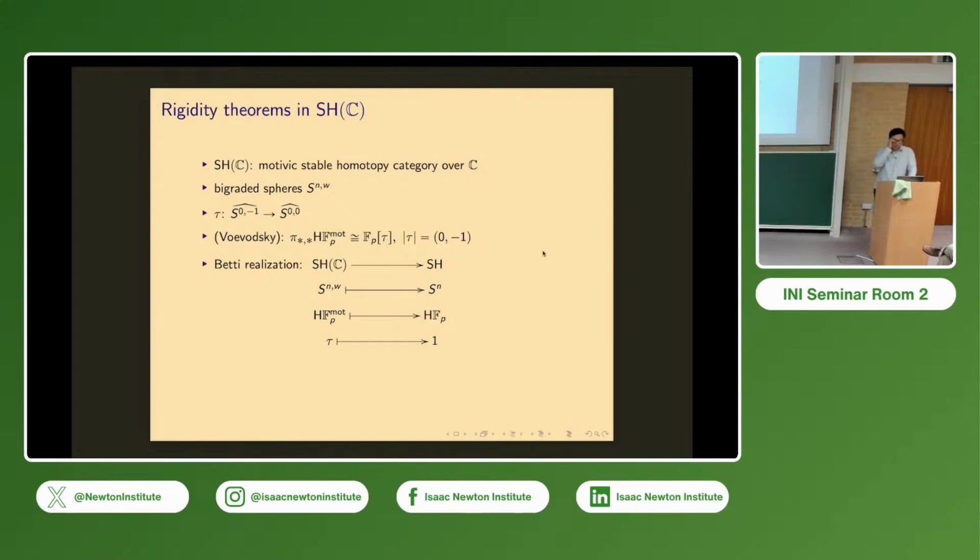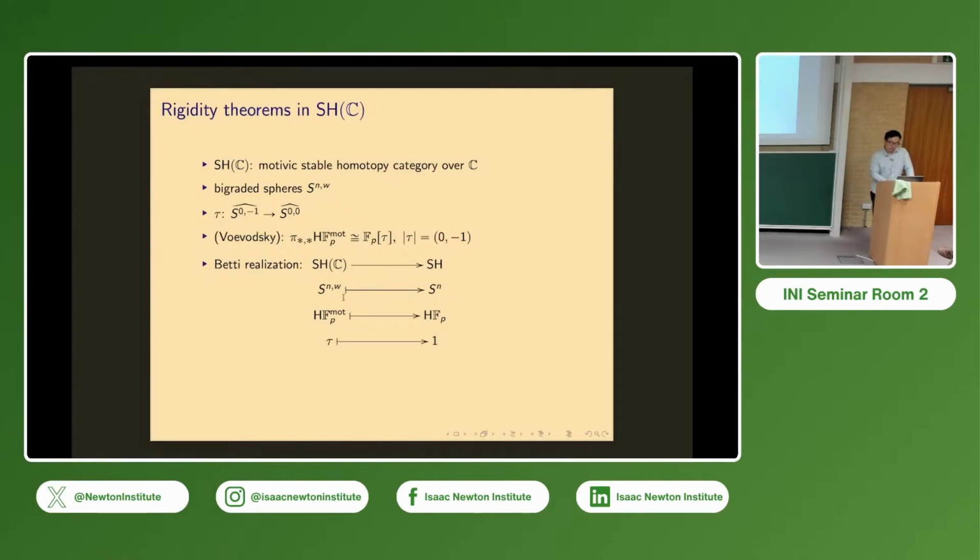The specialty of C is that over C, there's this Betti realization functor from SHC to SH, the classical stable homotopy category. If you take a complex algebraic variety and take the C points, you get a topological space. You can extend this construction to the entire category. And in particular, there's a functor like this.